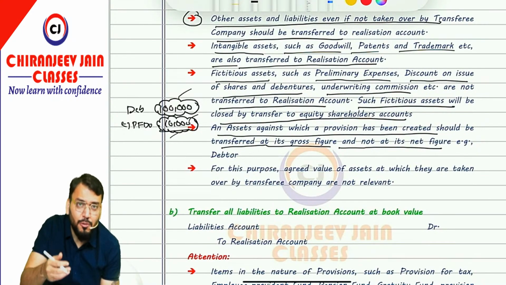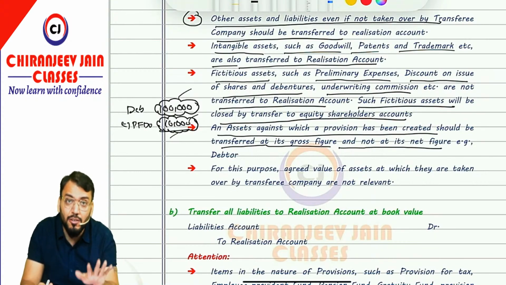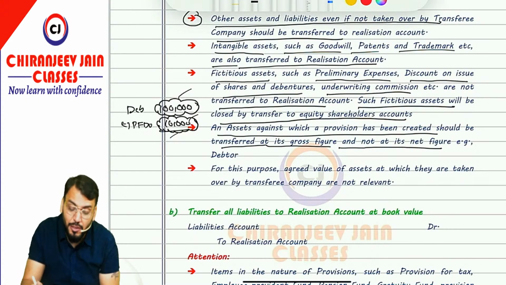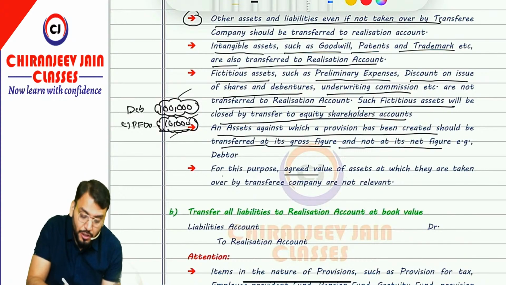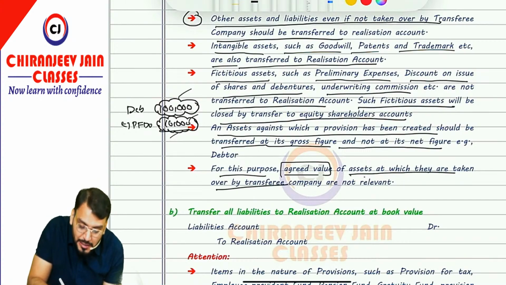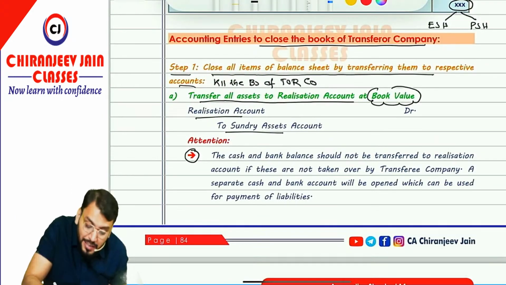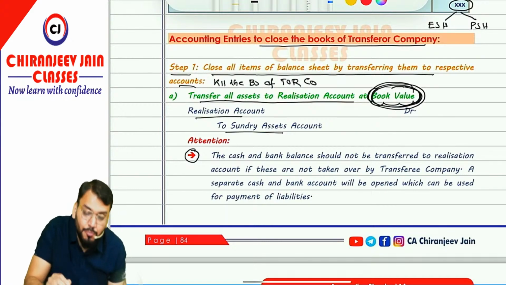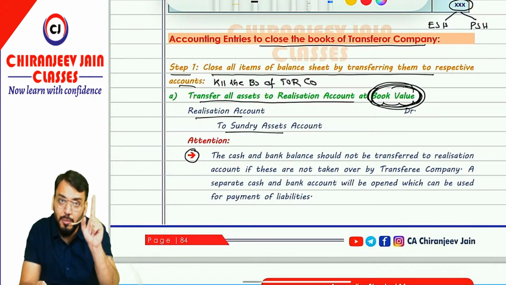Now whenever we are doing this transfer, we are doing it at book value, not at agreed value. So whatever agreed value information is given in the question, that is not at all relevant for the first step. Step number 1 is done at book value, not at agreed value. Normally students are confused with the agreed value or the fair value given in the question. The agreed value of assets at which they are taken over by the transferee company is not at all relevant. Why? Because this journal entry we are doing at book value. Understood? So step number 1, point number A, I have done.